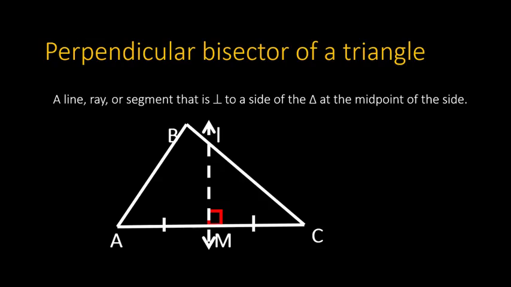We also need to review the definition of a perpendicular bisector of a triangle. A line, ray, or a segment that is perpendicular to a side of the triangle at the midpoint of the side is a perpendicular bisector. Think about it by splitting the definition into perpendicular and bisector.